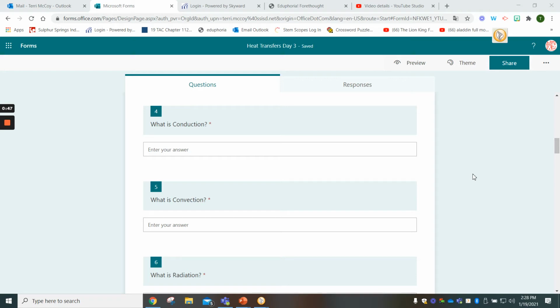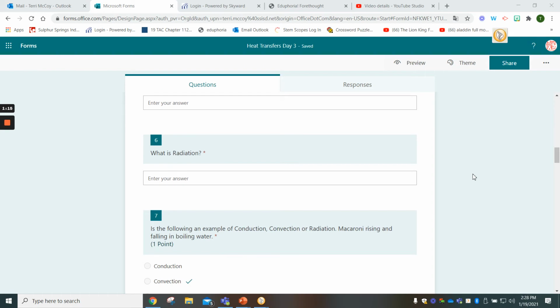Number 5, what is convection? Convection is the transfer of heat caused by the rising of warm substances and the falling of cooler substances. So you can type that in there in your own words as long as you know that it's the rising of hot things and the sinking of cold things. Okay, we're looking for circular currents there for convection.